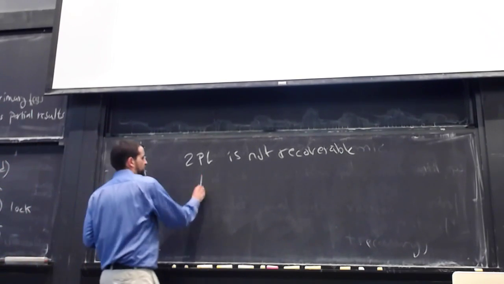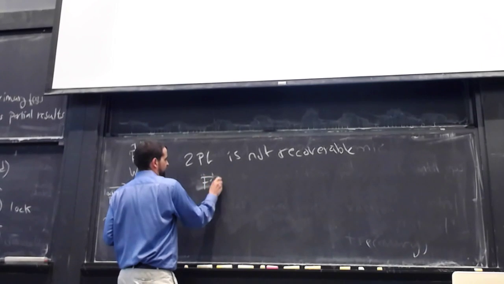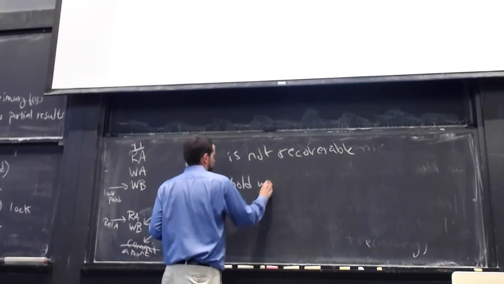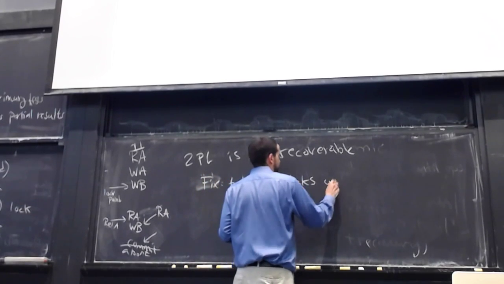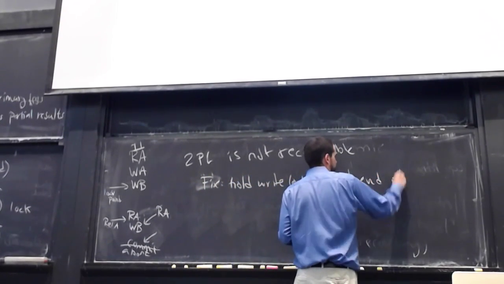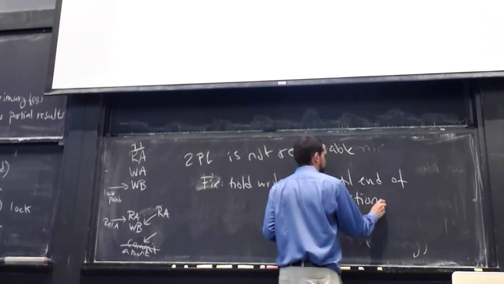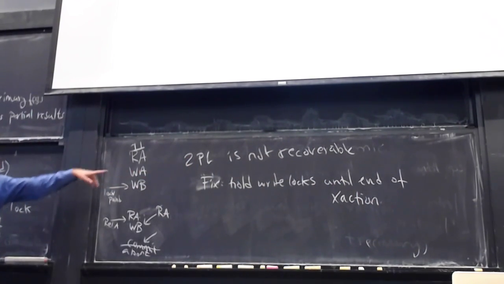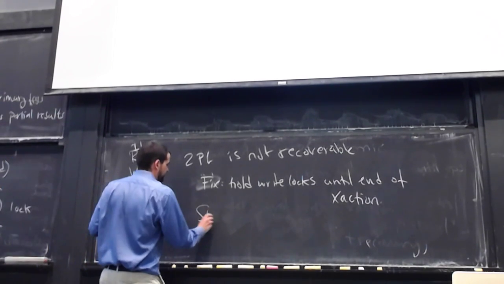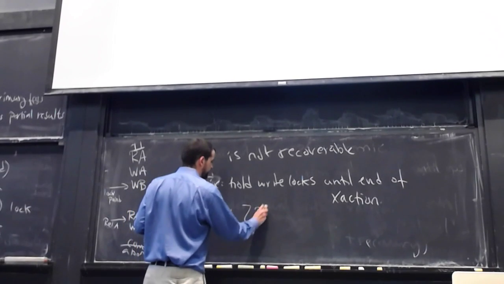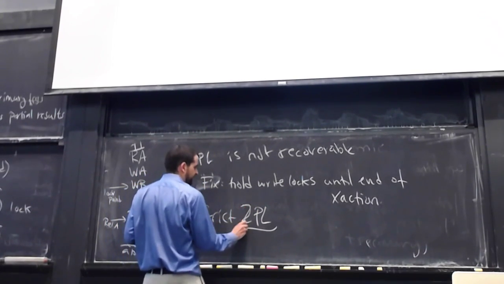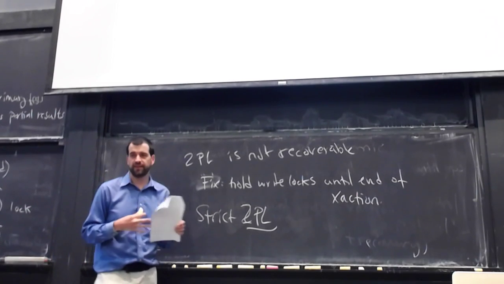So the fix is to hold write locks until the end. And the reason that this works is because basically this lack of recoverability results when somebody else can read our dirty data, right? And so we want to prevent these dirty data reads, and the way we prevent these dirty data reads is by holding write locks until the end. Okay? So this is what's known as strict two-phase locking. Strict 2PL. 2PL is the standard abbreviation for two-phase locking. So strict two-phase locking says hold write locks until the end of the transaction.